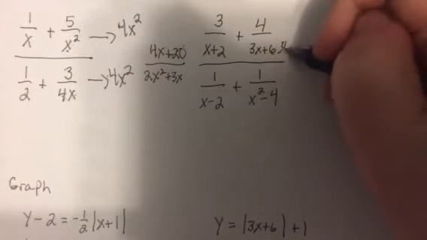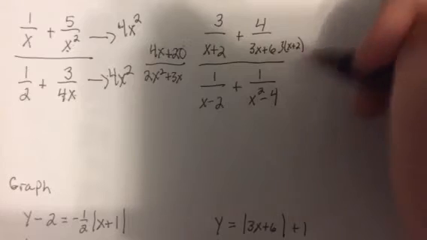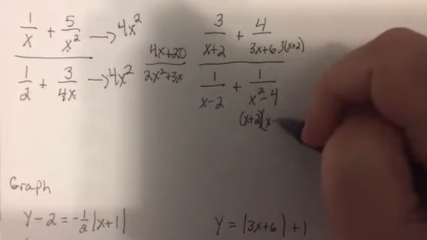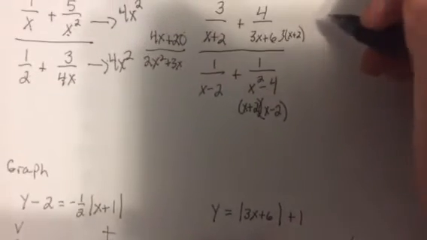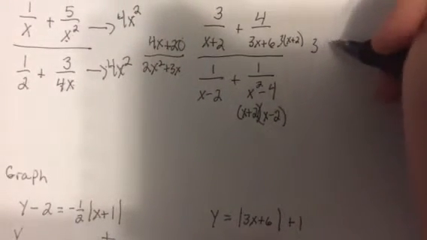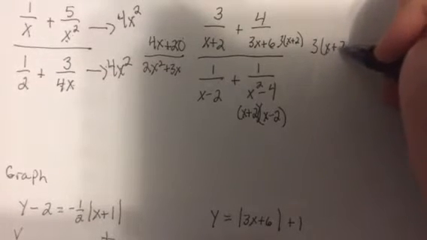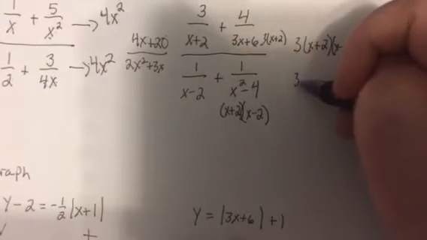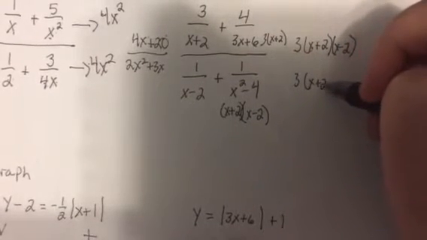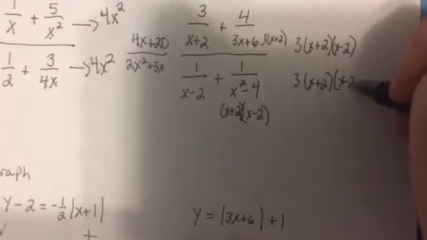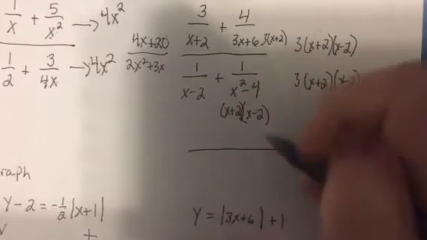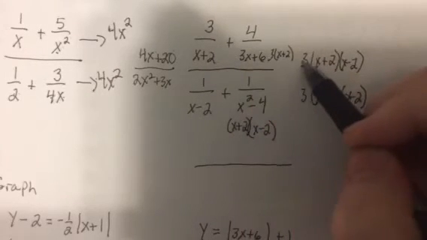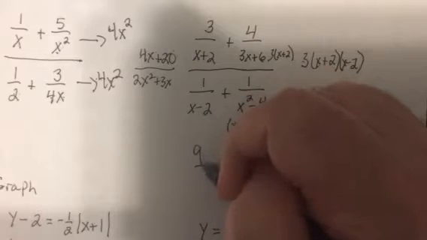This would be 3x plus 2. This is x plus 2, x minus 2. So, the LCD is 3 times x plus 2 times x minus 2. Now if you don't care, I'm going to bring it down here. So the x plus 2's cancel. So it'd be 3 times 3 is 9. X minus 2 would be 9x minus 18.